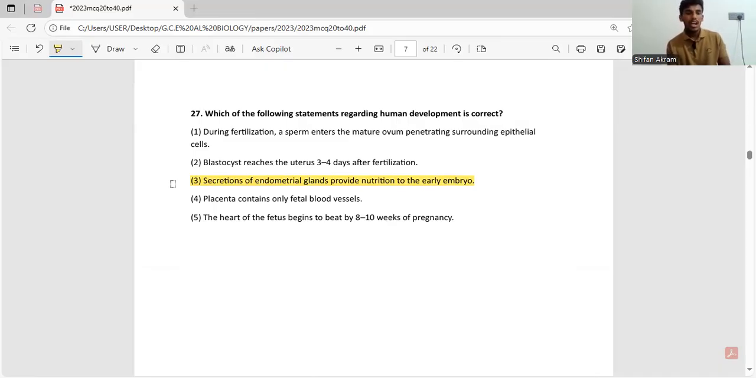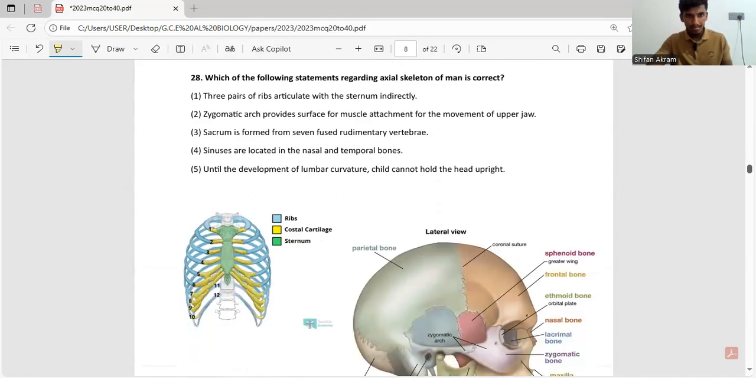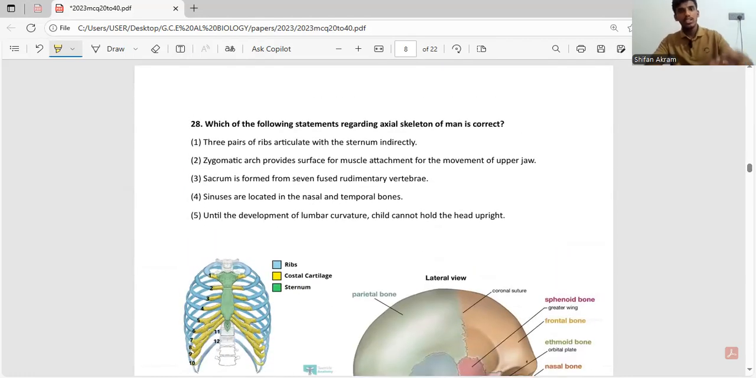Why? Because the heart is one of the first organs to be functional, and it starts to beat at about 4 to 5 weeks, not 8 to 10 weeks. That statement is wrong. But we can only detect that heartbeat after 8 to 10 weeks, right? The correct statement is the third one. Now let's go through the 28th question. Which of the following statements regarding the axial skeleton of man is correct?